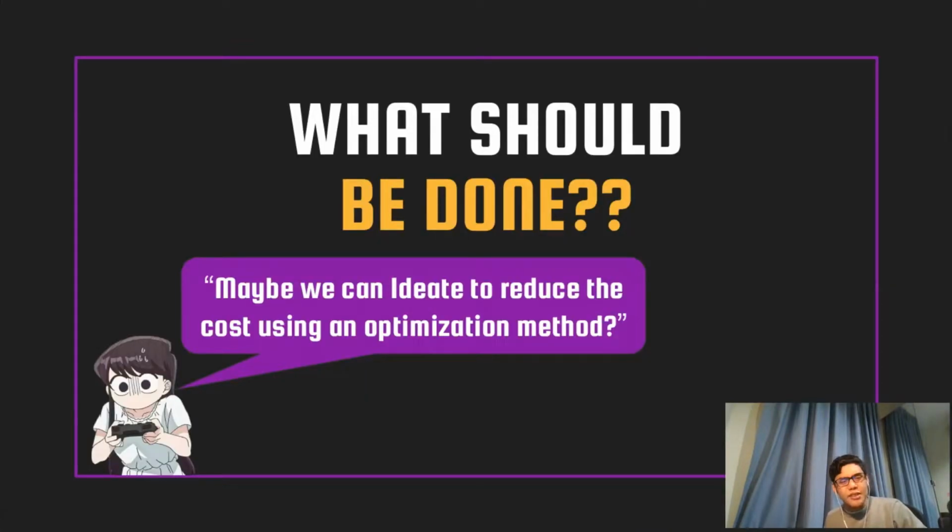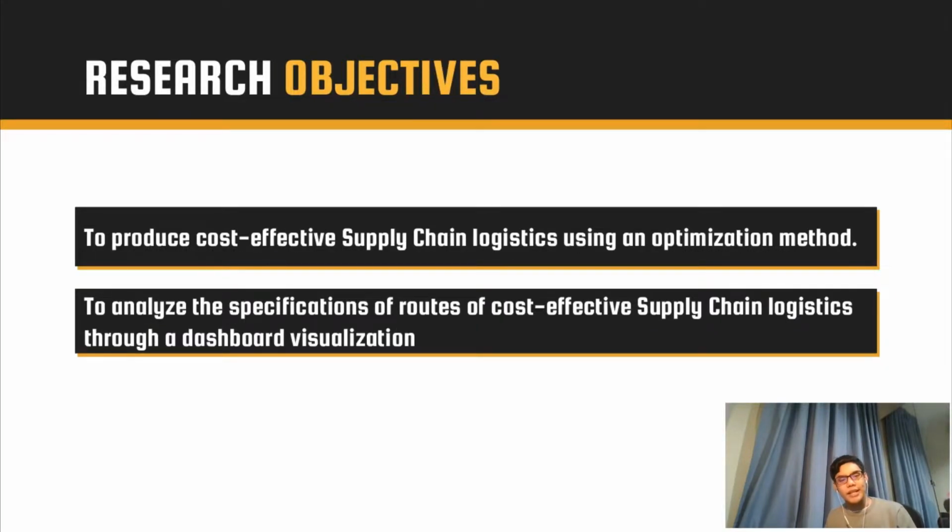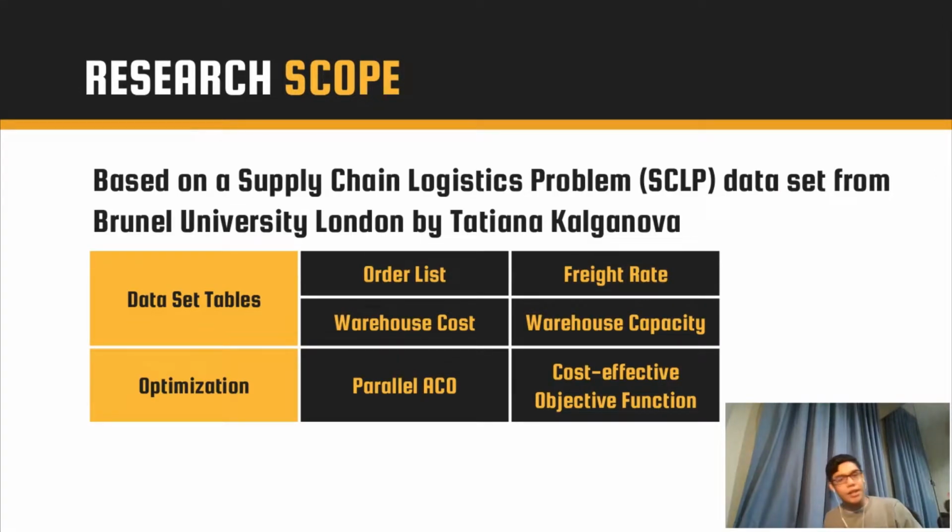So what should be done? Let's start with an assumption: maybe we can reduce the cost using an optimization method, which brings up the question of how can an optimization model attain cost-effective supply chain logistics? And assuming that we attain optimized supply chain logistics, what are the routes that are preferred for cost-effective supply chain logistics? Based on the research questions, now we can construct the objectives: to produce cost-effective supply chain logistics using an optimization method, and to analyze the specifications of routes of cost-effective supply chain logistics through a dashboard visualization.